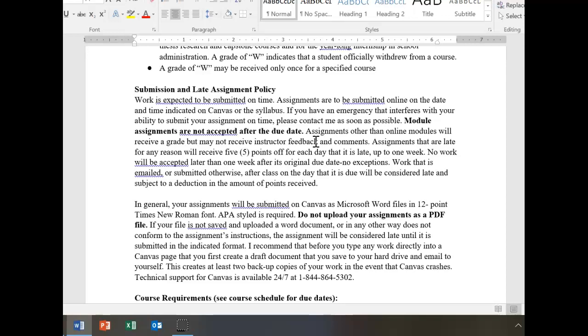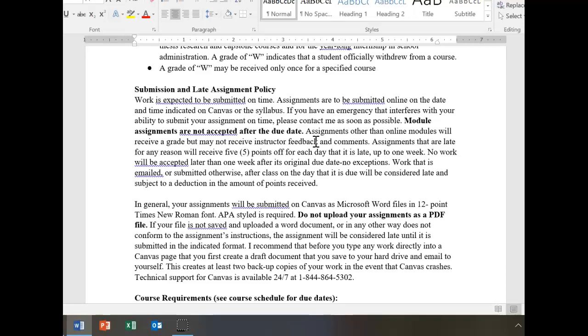The only exception to a module being submitted late would be if there was some sort of really large emergency and you and I had a discussion about it prior, or of course, if you can't talk to me about it prior because it's an emergency, then certainly discuss it after. But generally speaking, modules are not accepted after the due date. So if you receive less than a favorable grade in this course and you look back and you have not completed 1, 2, 3 modules, you will not have an opportunity to redo them. I do not accept them late.